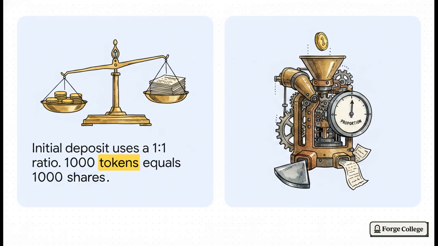But once the vault actually has assets, every single subsequent deposit requires proportional math. The shares minted must equal the amount deposited multiplied by the total shares divided by the total underlying balance. This ensures that no matter how the value of the underlying assets fluctuates, every single user gets exactly the slice of the pie they deserve.